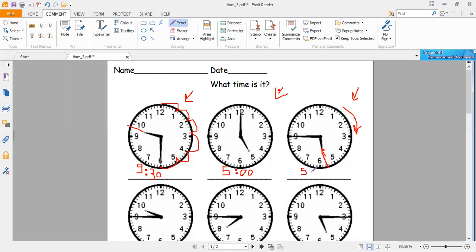Okay, 5 and what? How can we read the minute hand? We said that we're gonna skip count by fives until we reach the minute hand. Let's skip count by fives. Start from 12 to 1. This is 5, 10, 15, 20, 25, 30, 35, 40, 45. That means the clock here is 5 and 45 minutes. Okay?